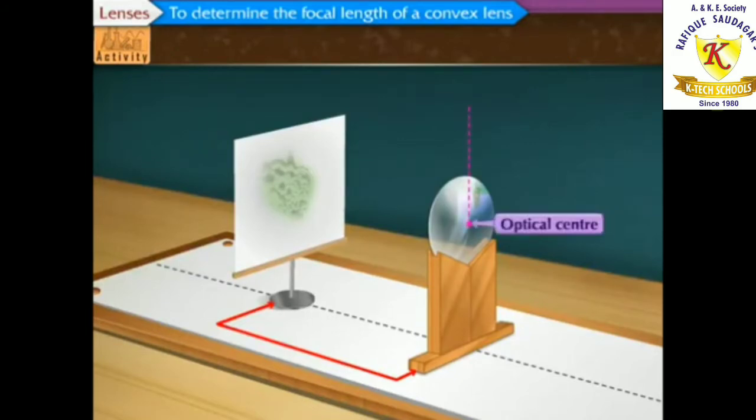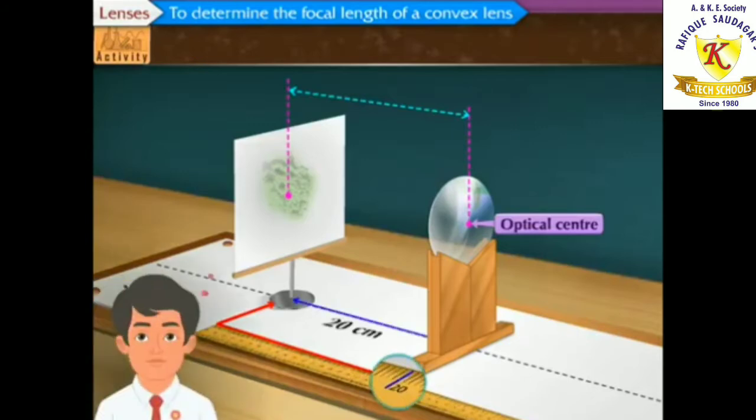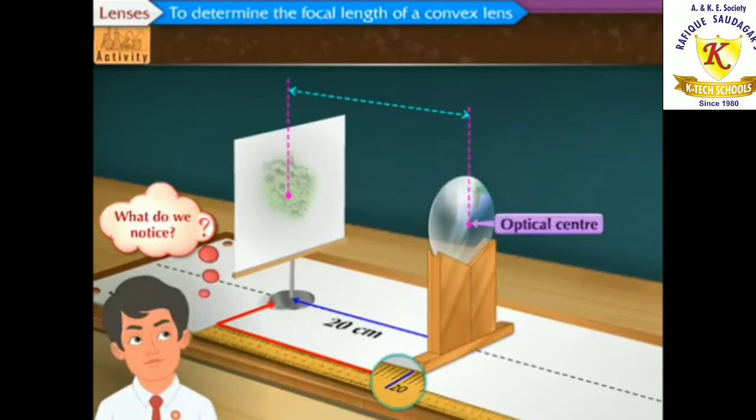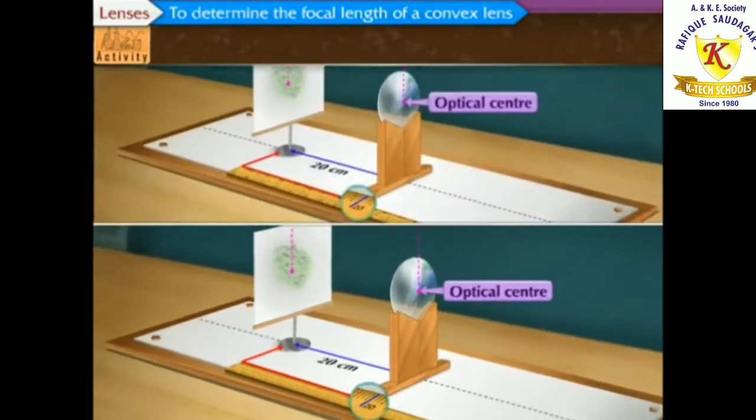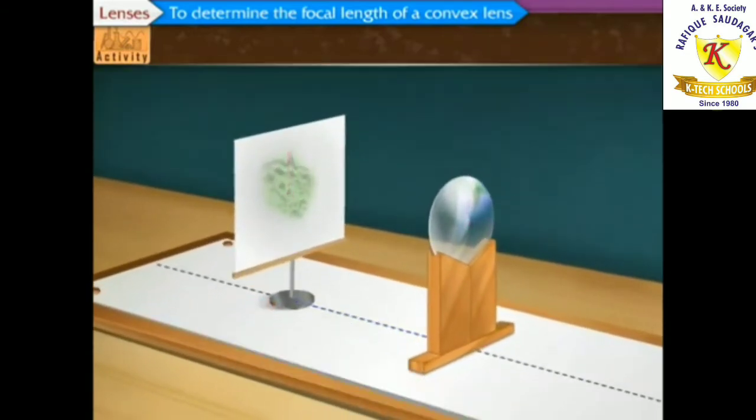Let us now measure the distance between the optical center and the image on the screen with the help of a meter scale. The distance is 20 centimeter. What do we notice? Yes, we noticed that the distance measured in both the ways is the same.